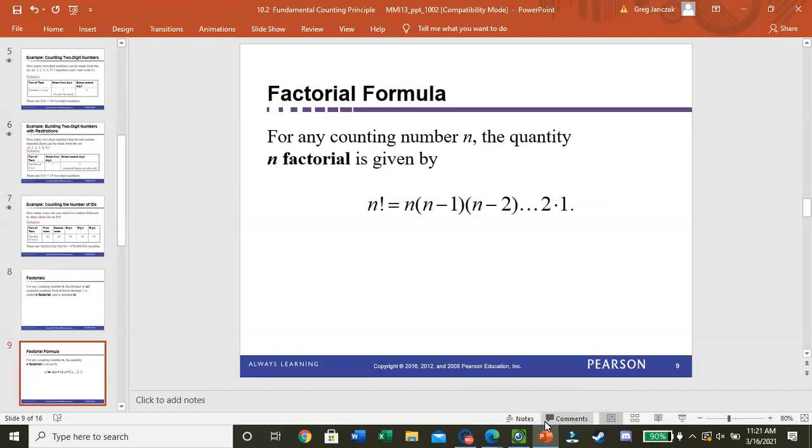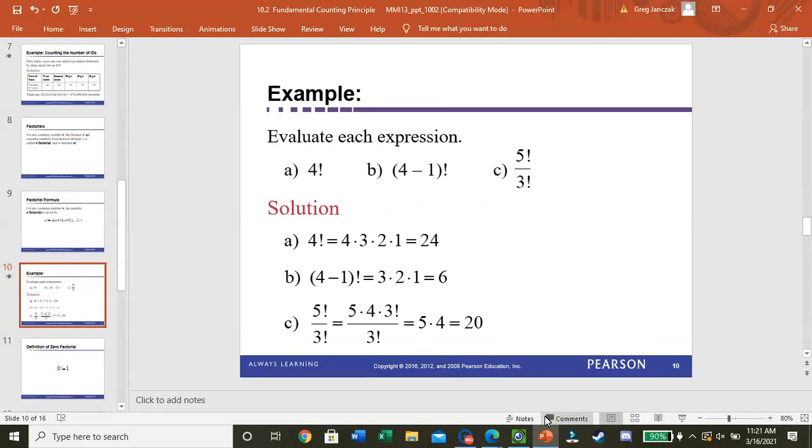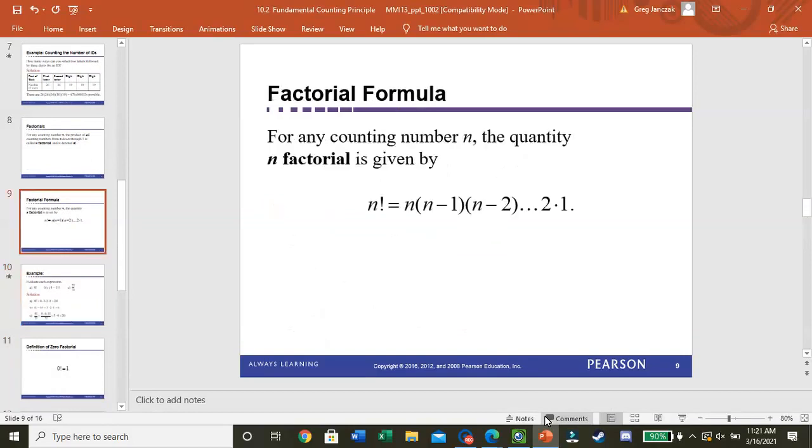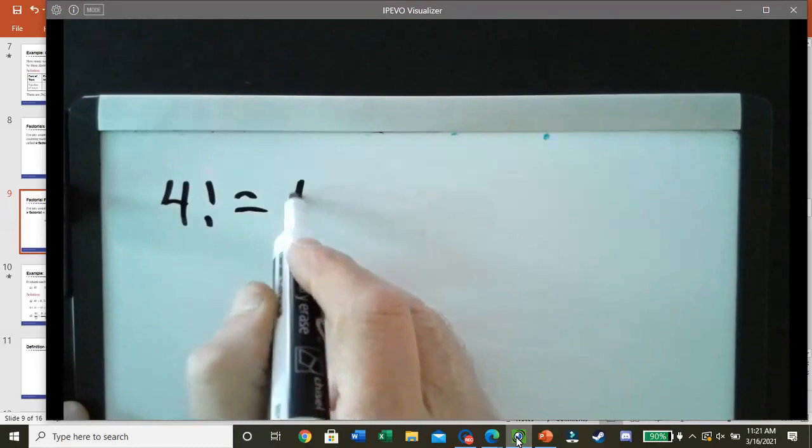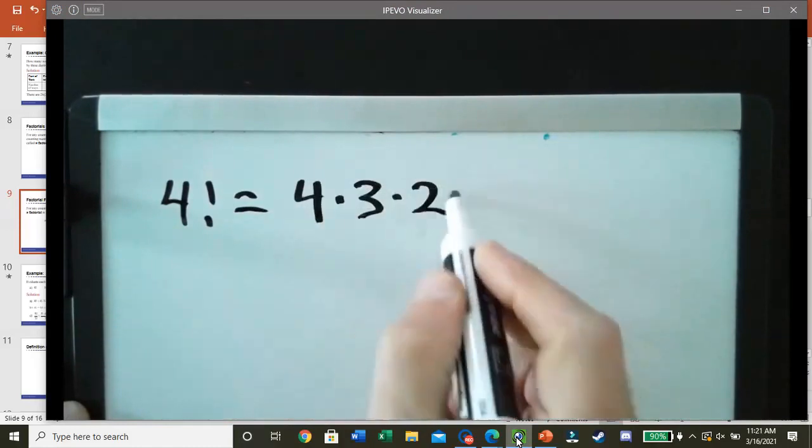Okay, so factorial, and that's where we get into n times n minus 1 times n minus 2 and so on. So if we're talking about 4 factorial, for example, that would be the same thing as if we said 4 times 3 times 2 times 1.